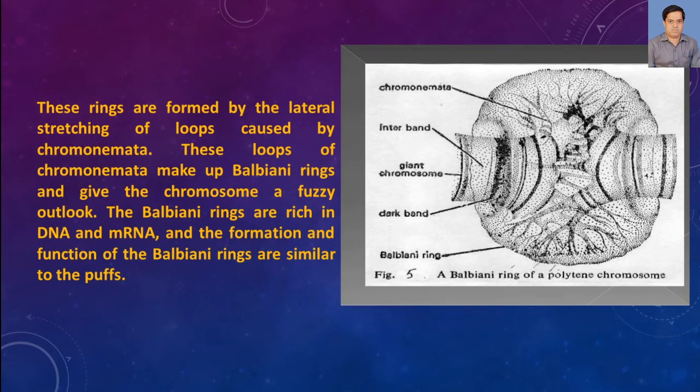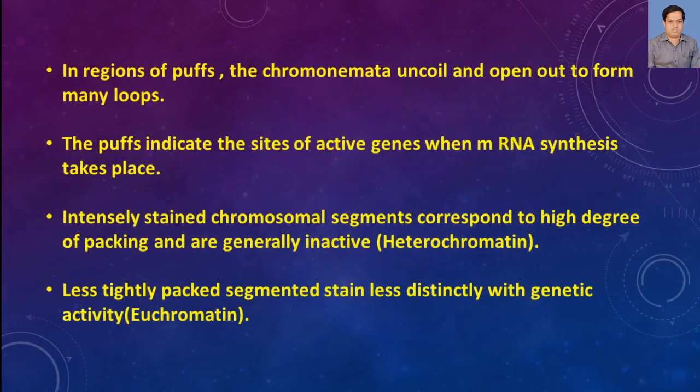Here you can see the structure of a Balbiani ring. Here you can see the dark band. This is the central part of the chromosome. This is the interband, and this is the chromonemata, and the whole structure around this is called the Balbiani ring. And in the region of puffs, the chromonemata uncoil and open out to form many loops.